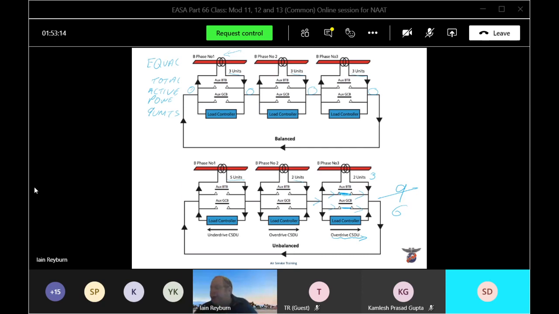Okay, are we all happy on the active or the resistive load sharing loop? All good? Yeah, Ian. Good, lovely. Yes. Thank you.